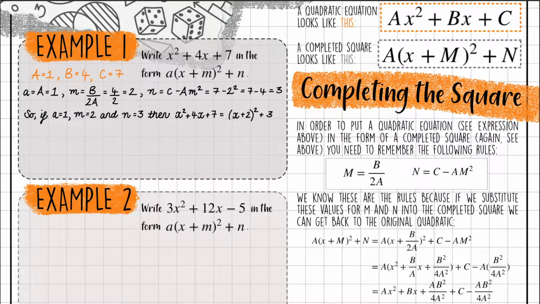I bang on about this all the time, but it's a really good habit to get into. Let's check our answer. If we expand the brackets in our completed square expression, we should get back to our original quadratic, this guy here. That's how we know we've got to a correct answer. So let's check that. Here, I've taken the completed square, I've expanded the brackets, and yes, I get back to the original quadratic. Therefore, we know our answer is correct.